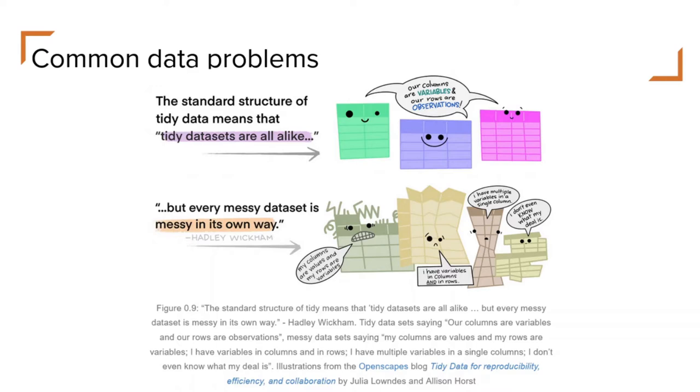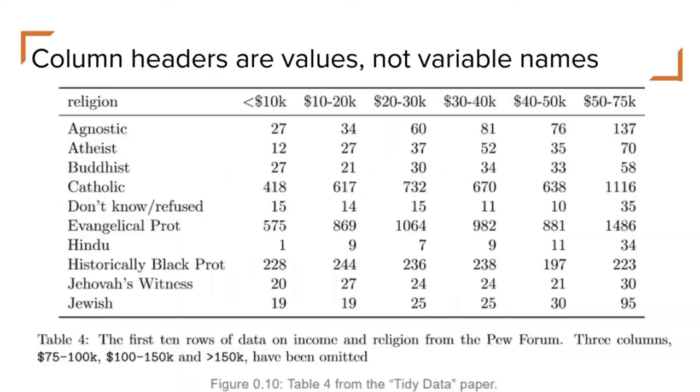So what are common data problems? I guess it's harder to see what the actual problems are, but we'll go through each one of these columns. So the first person here is saying, my columns are values and my rows are variables. Another type of problem is you have variables in both your columns and your rows. And then another problem is you have multiple variables in a single column. And then the other one is, I have no idea what's going on. So we'll go through each one of those problems. And these are usually the most general types of problems, and as you fix that problem, you fix a bunch of other problems with your data set. And so that is the example of cleaning data.